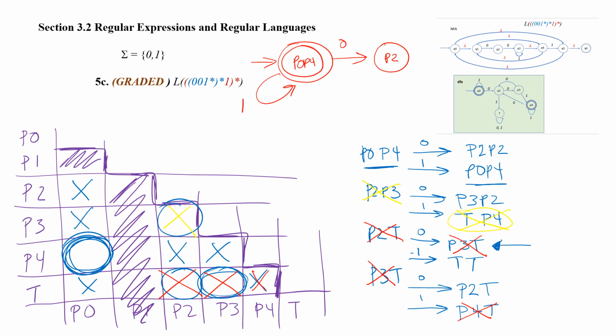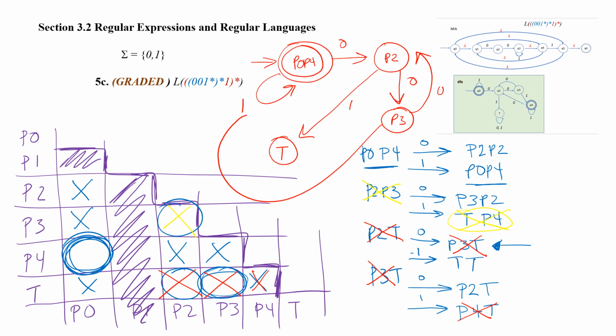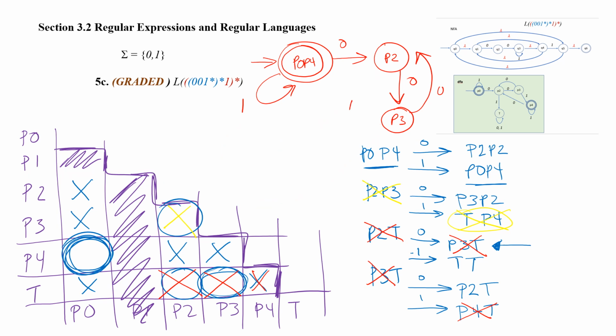P2 with a 0 goes to P3. P2 with a 1 goes to the trap state. P3 with a 0 goes back here. P3 with a 1, of course, if I was going to do this, I would definitely redraw it better. So let's just put the trap out here.